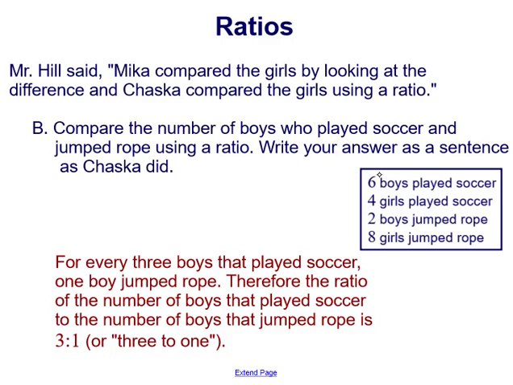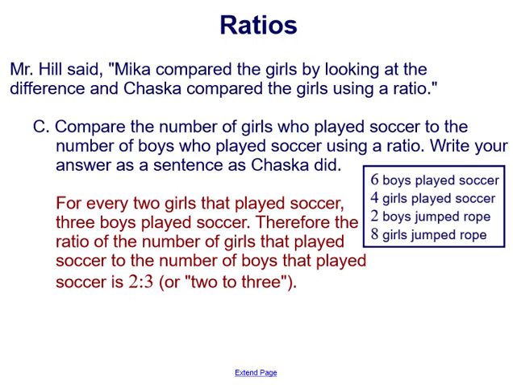We again have 6 boys from our information and 2 boys, so 6 boys playing soccer to 2 boys jumping rope. That ratio would be 6 to 2. But that can be simplified. We're getting the number 3 and 1 because each of those numbers has a factor of 2 that it can divide by. So really our ratio is 3 to 1 for the boys who played soccer to the boys who jumped rope. So therefore the ratio is 3 to 1.